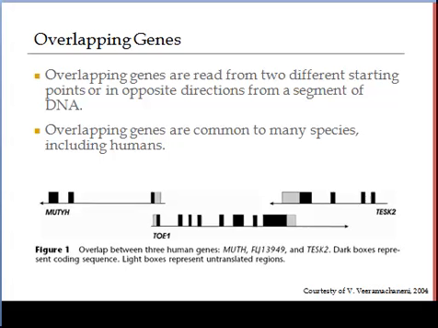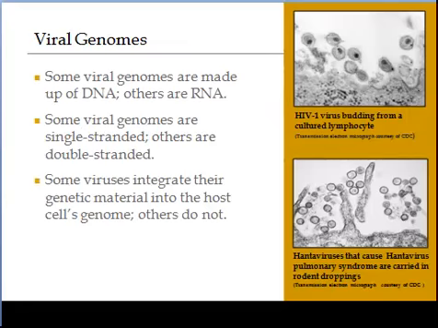Although prokaryotes and viruses tend to have their genes immediately adjacent to one another, we do find overlapping genes in bacteria and viruses as well. Now let's talk a little bit about viral genomes, and then we'll talk a little bit about prokaryotic genomes, and then we'll focus on the eukaryotic genomes. But this is just to give you a little broader perspective of genes and genomes in general.